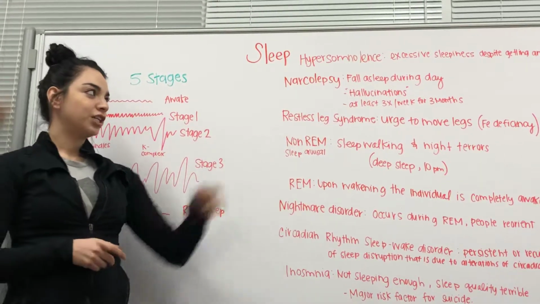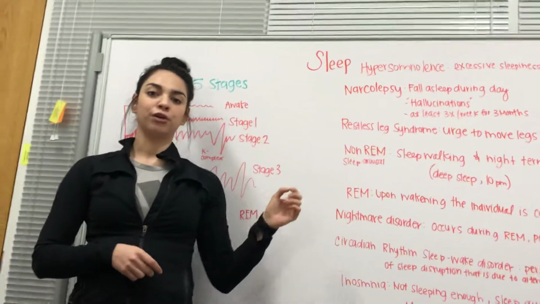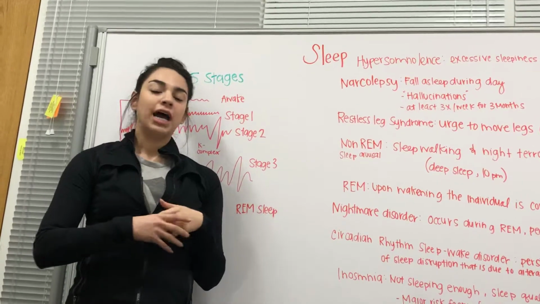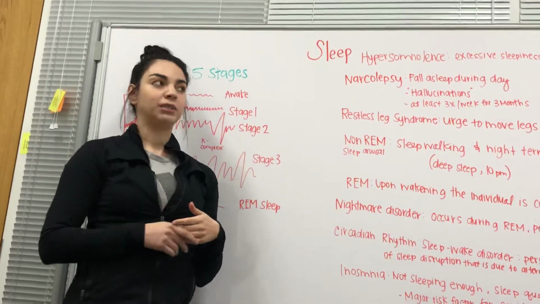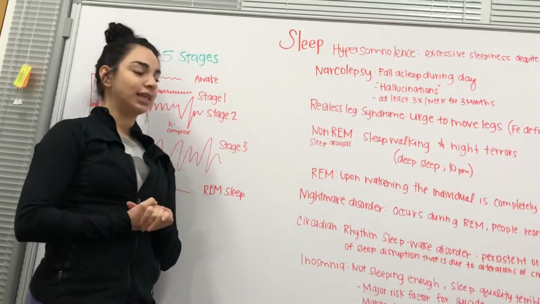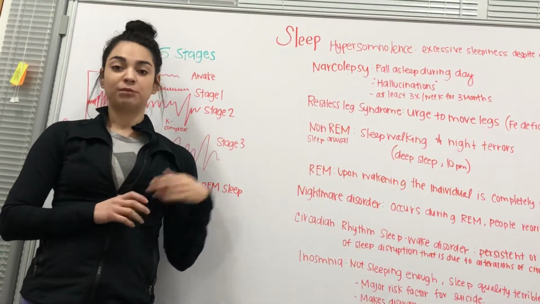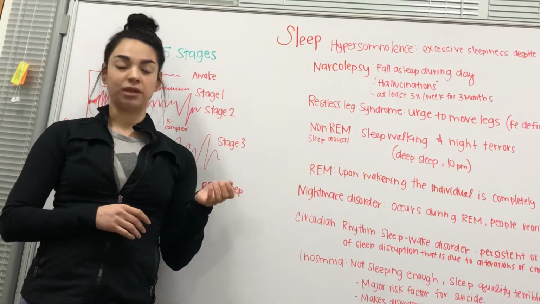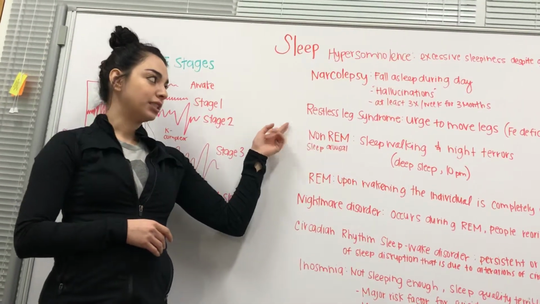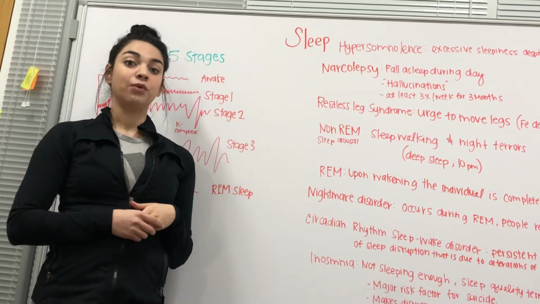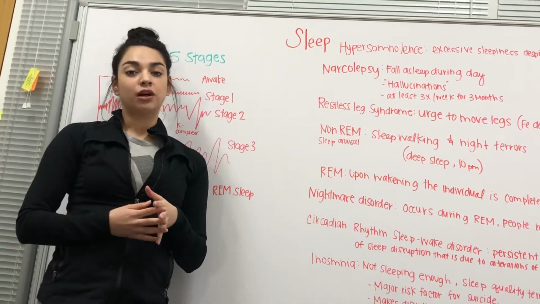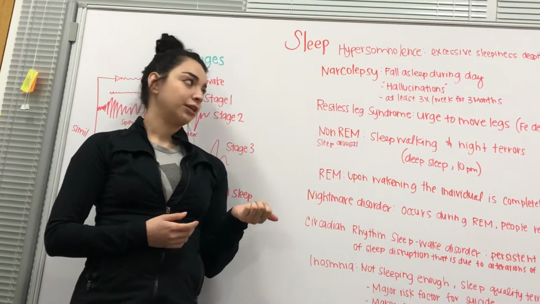This can also be associated with hallucinations, which typically can occur prior to falling asleep. So I can hear voices and then I fall asleep. This isn't with everyone, it's just a possibility. With narcolepsy, this has to be happening at least 3 times per week for at least 3 months. Moving down to restless leg syndrome, this is an urge to move your legs, and the only way for it to go away is if you get up and walk. This can also be associated with an iron deficiency.